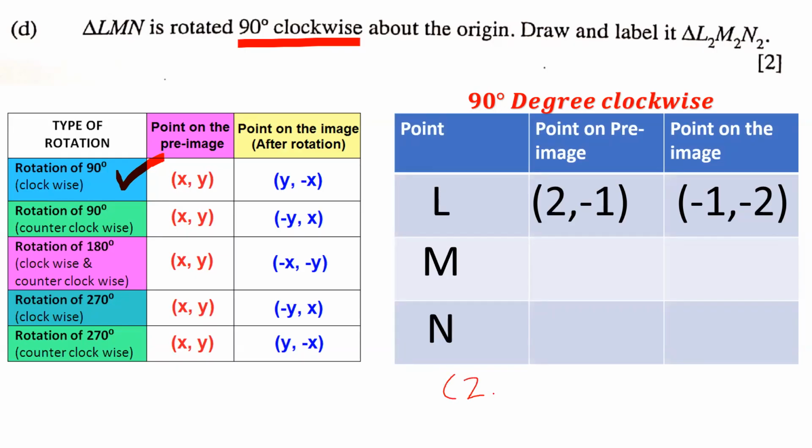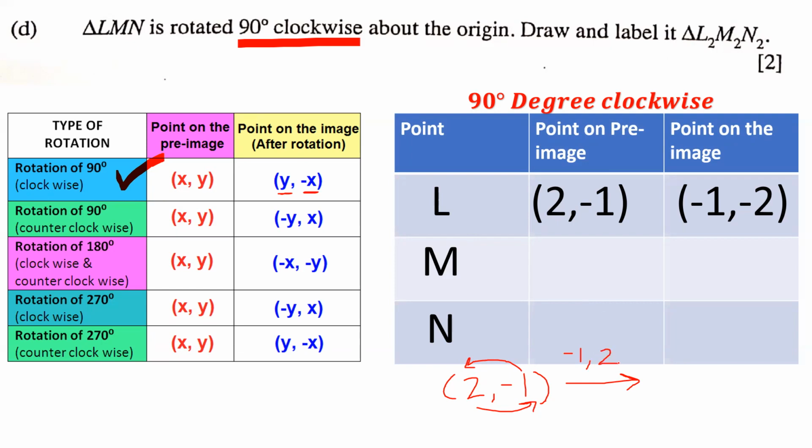So we had X is 2, Y is what? -1. What does the rule tell us? The rule tells us that you swap X and Y. That's the first thing that you do. Swap X and Y, because you notice we have X here, Y here, and X here. So we swap X and Y. That's the first thing we do. So it's going to be -1 and 2.